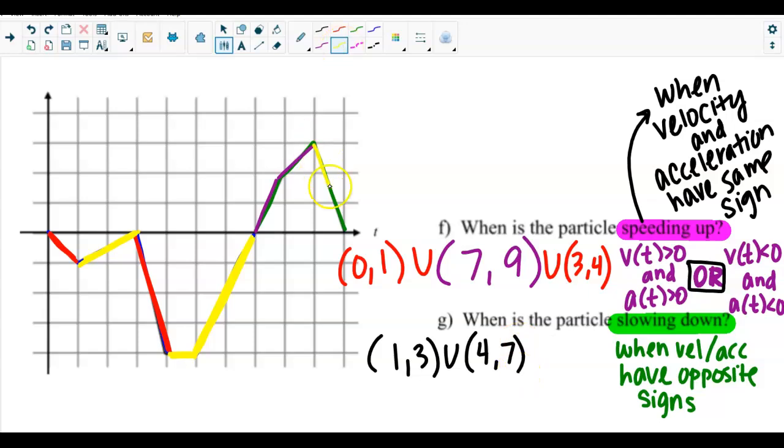And lastly, this piece right here. Velocity is positive. However, the acceleration, the slope of the velocity, is negative, so it is slowing down. So we would say in union with 9 to 10. This one is kind of tricky because you're looking at the rate of rates and you're looking at the slope of stuff. We will do a lot more practice with this, but slowing down, speeding up, there we go.